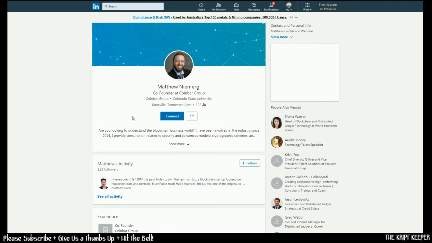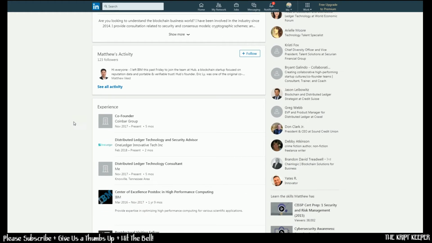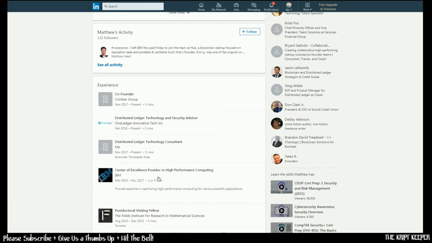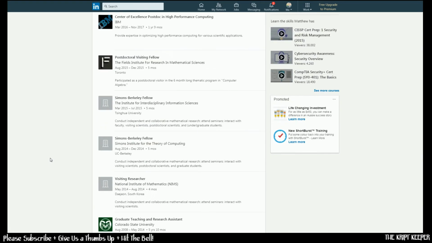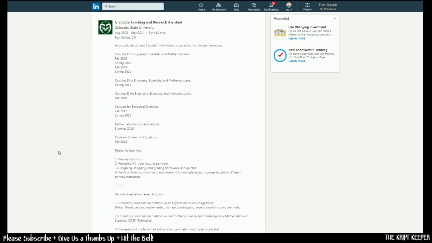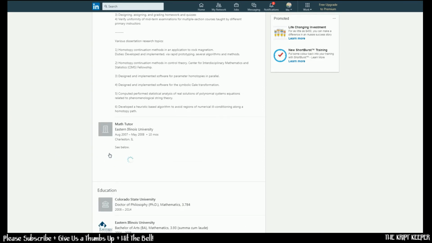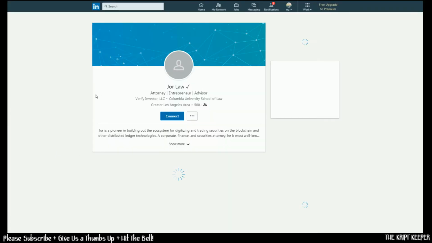We have Matthew Niemerg. Let's have a look at Matthew. So OneLedger, it's us right now. The Center of Excellence postdoc in high performance computing at IBM for 1 year and 9 months. Look, quite a few of these guys were at IBM, which is good to see. IBM speaks for itself. Really, we don't really need to discuss what they do.